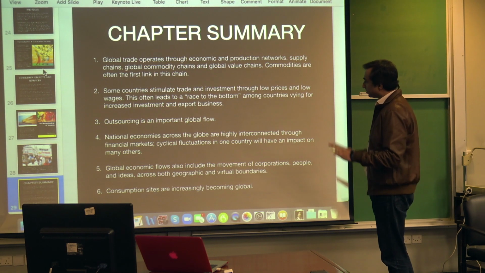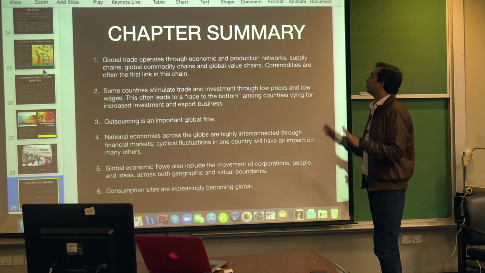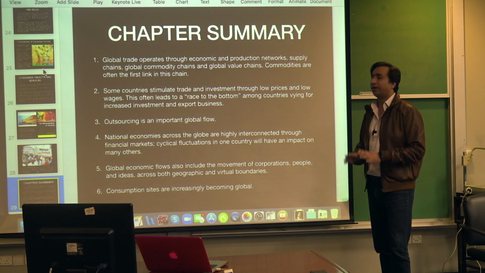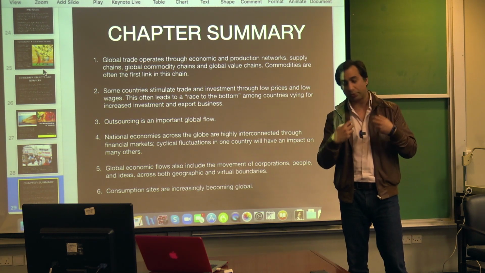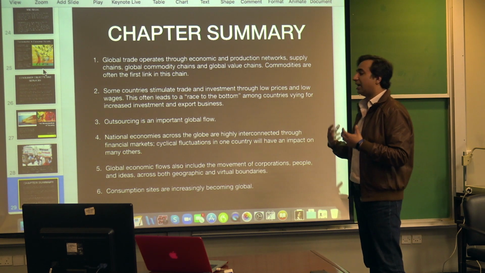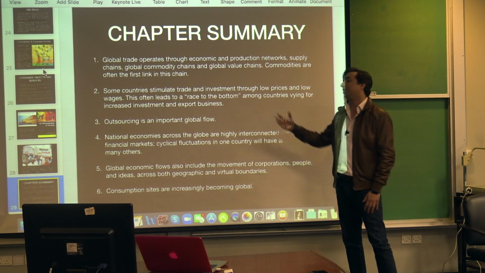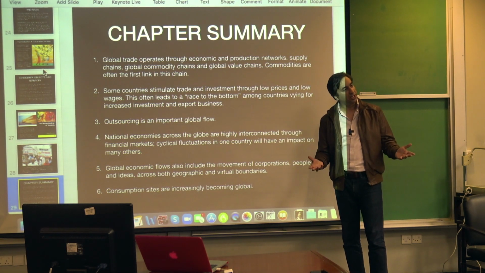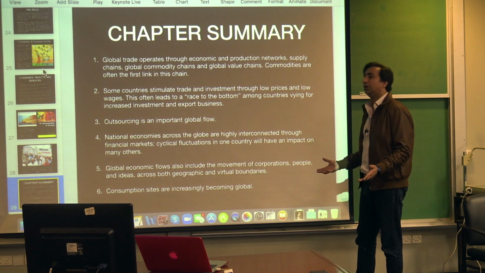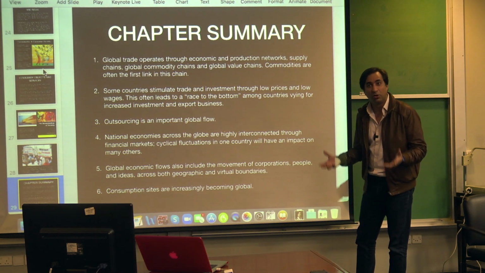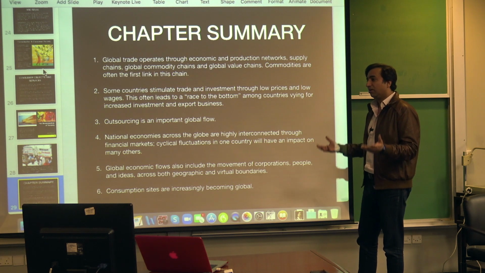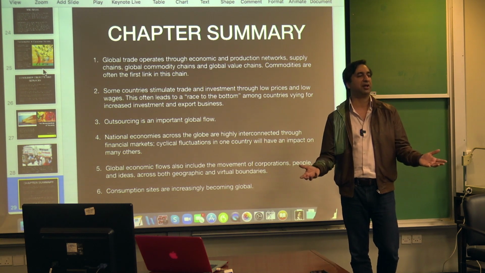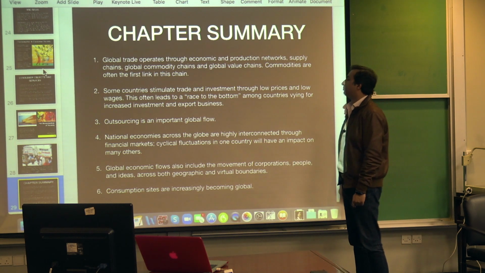Number 2, some countries stimulate trade and investment through low prices and low wages. This is referred to as a race to the bottom, in order to attract capital from abroad, and it's not necessarily a good thing, because what that means is that the welfare of the people is not safeguarded. There's more inequality, there may be more poverty, there may be growth without what we call development. Growth without development. People are getting richer, but the common people, the working people, the mass of the people remain as they were before, or even sometimes become poorer.